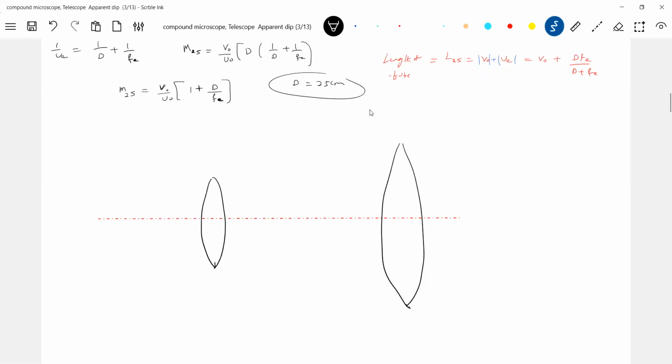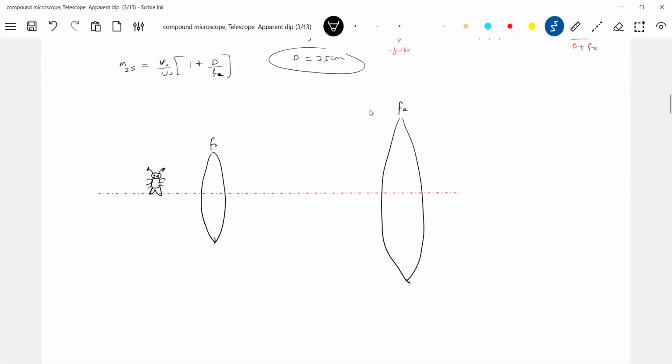Let me take a cockroach, some small insect, because I am also scared of coronavirus. Let's take this one. It is like this. So this is that specimen. There's the objective, F naught. This is Fe. How will it appear? It will appear bigger in size.